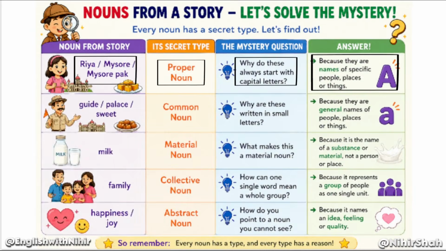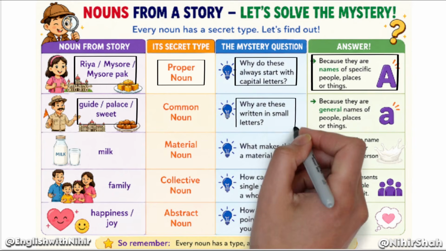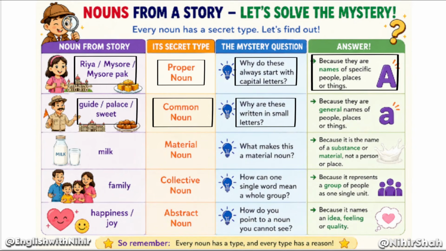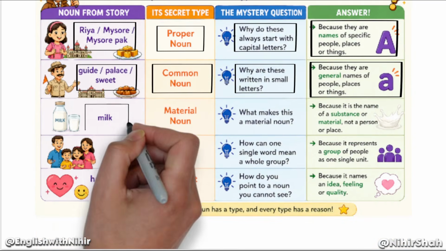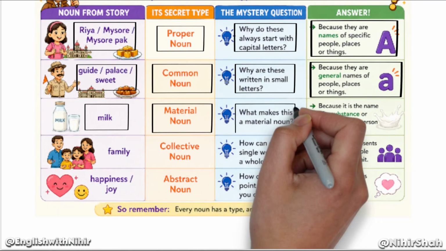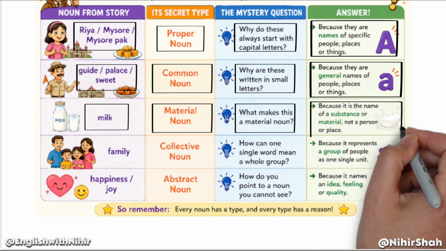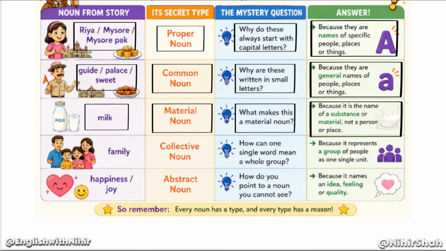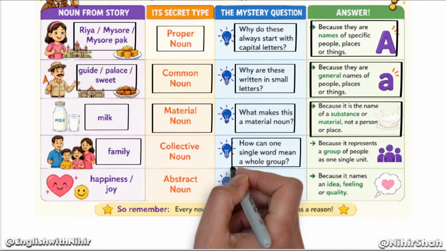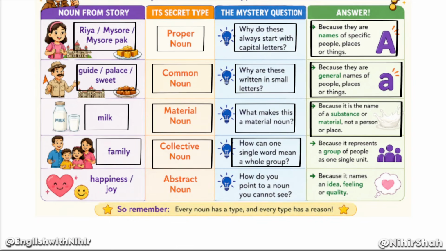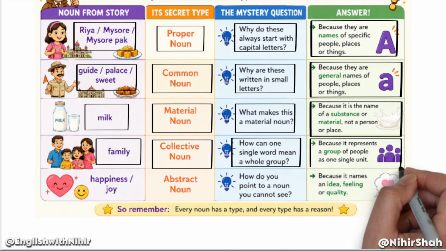Now look at guide, palace, and sweet. Why are these written in small letters? Because they are common nouns. They are general names, not specific ones. Next is milk. Why is it a material noun? Because it is a substance used to make other things like chocolates. Now think about family. How can one word represent many people? Because it is a collective noun. It names a group as one unit.